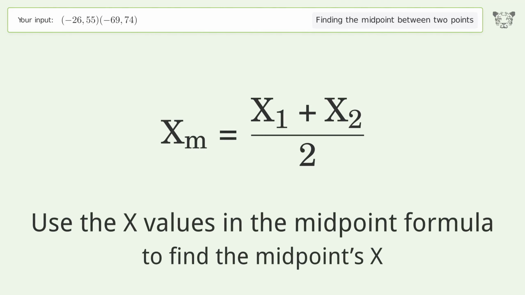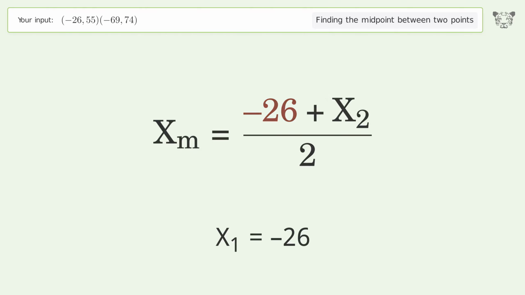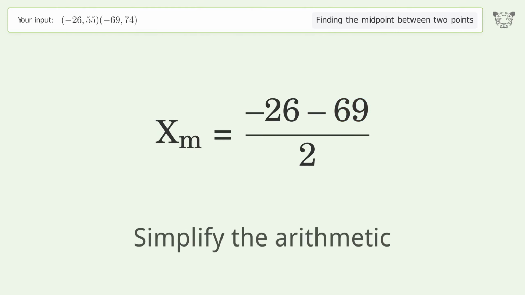Use the x values in the midpoint formula to find the midpoint's x. x1 equals negative 26. x2 equals negative 69. Simplify the arithmetic.